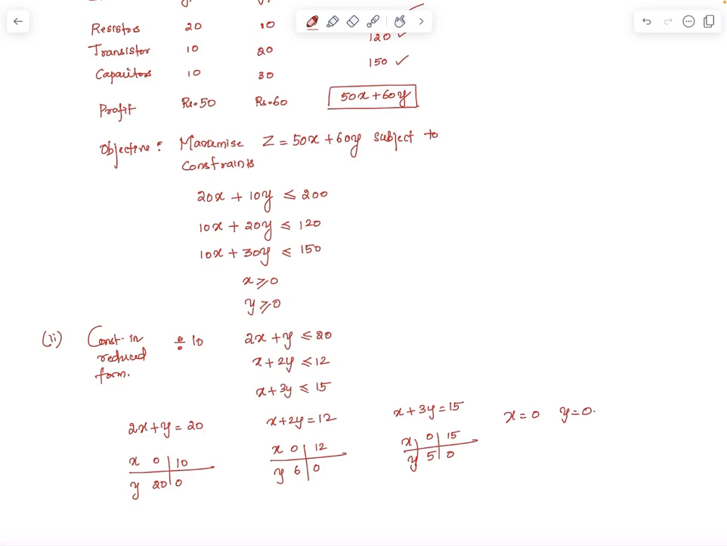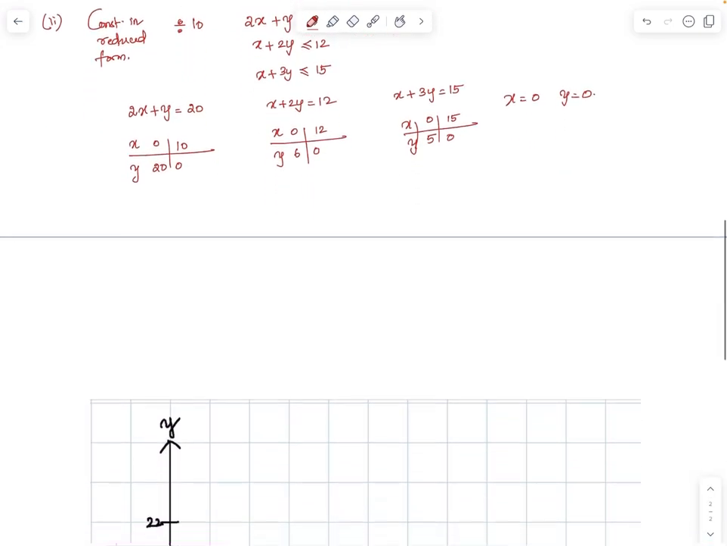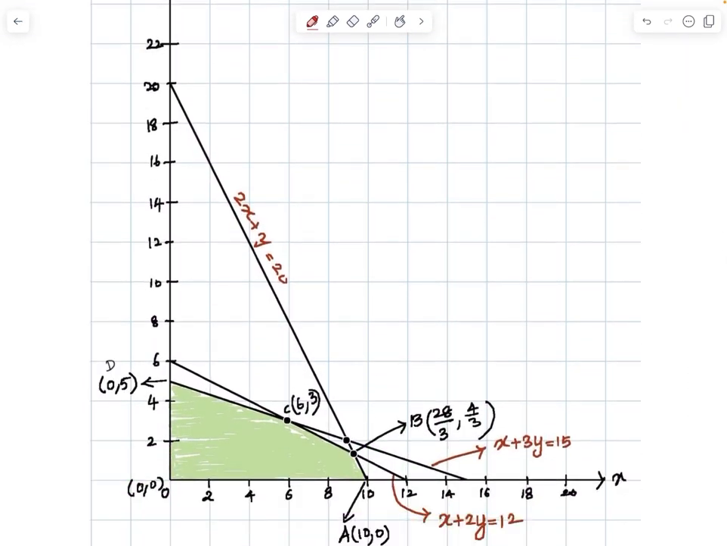Right. So these equations have to be plotted on the graph. I have plotted this already and I have kept it ready. It's not given as a part of the question, so we have to do it. After plotting all the lines, the green shaded portion is the feasible region.